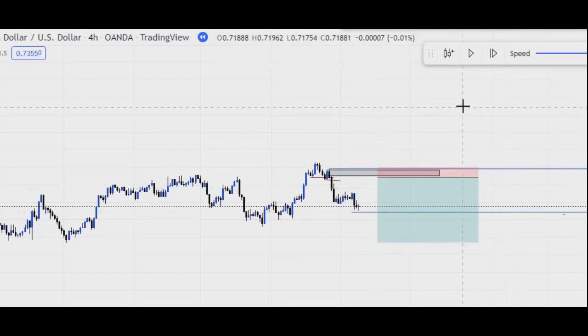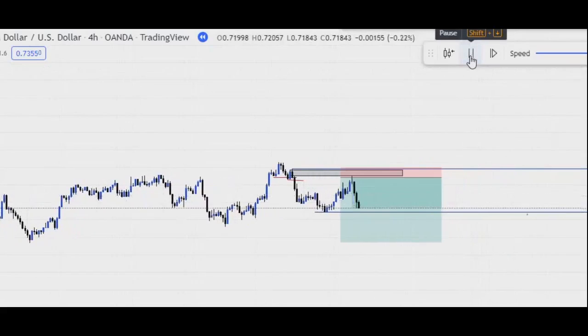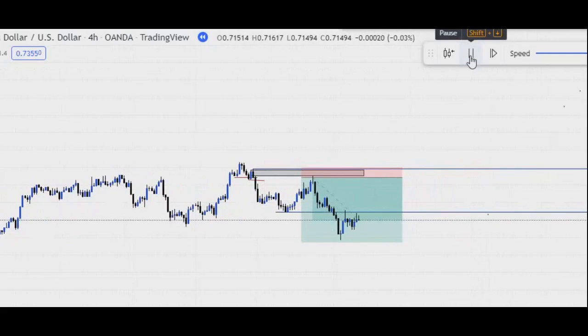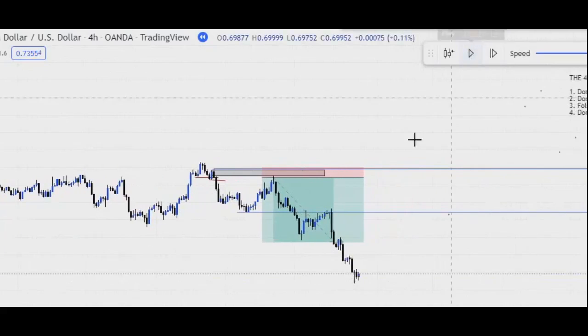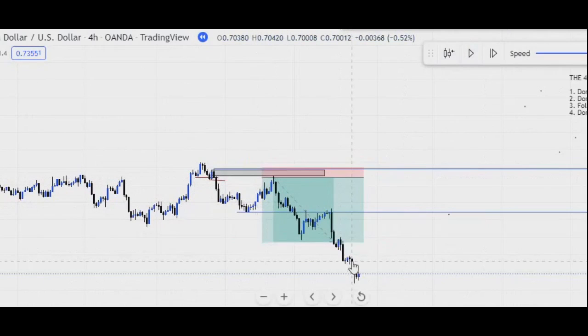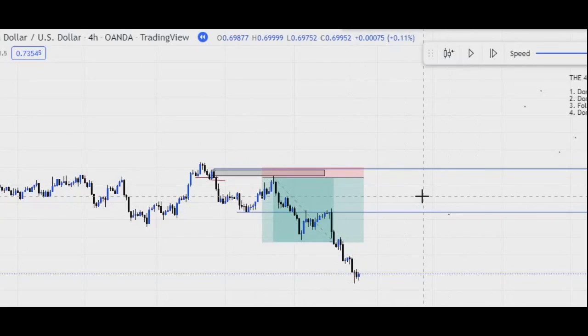So let's play price and see what happens. Now, price tapped into our OB, precisely to the 50% of the OB, and dropped. Can you see that, guys? It is as simple as that. There is no reason to overcomplicate things here. That's the first example I want to show you.